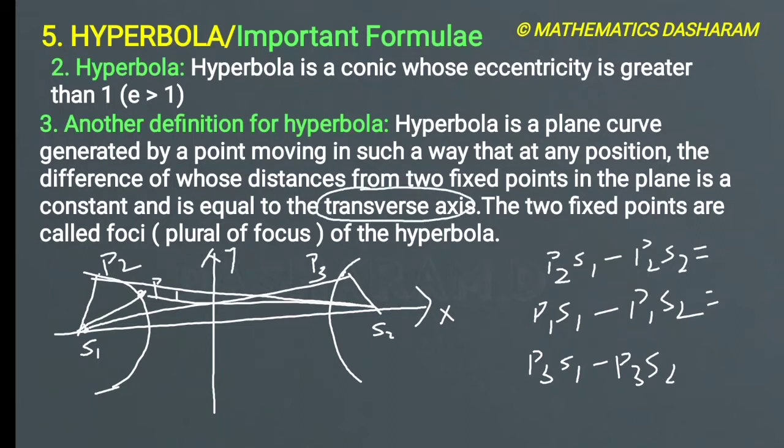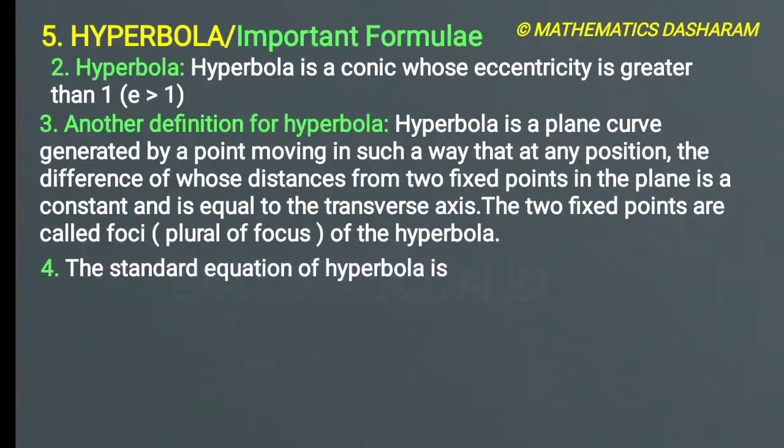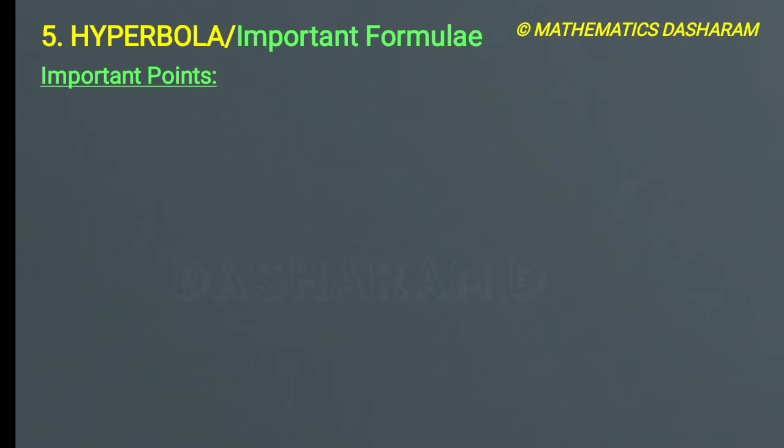the transverse axis. The x-axis is called the transverse axis, and the two fixed points are called foci, that means S1, S2, and we can sometimes denote these as S and S dash. Next, the standard equation of a hyperbola is x square divided by a square minus y square divided by b square equals 1. Let us learn some important points.